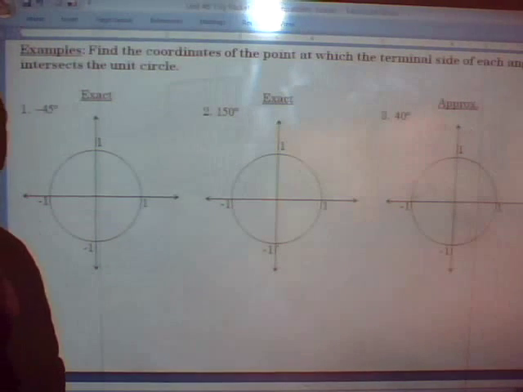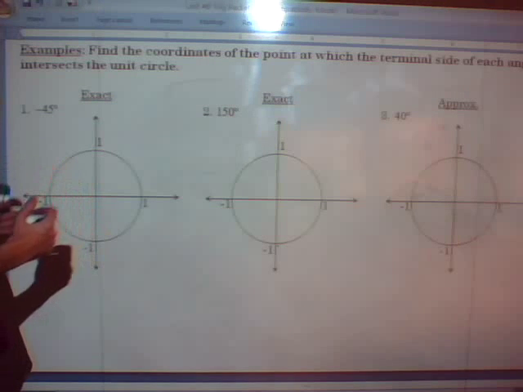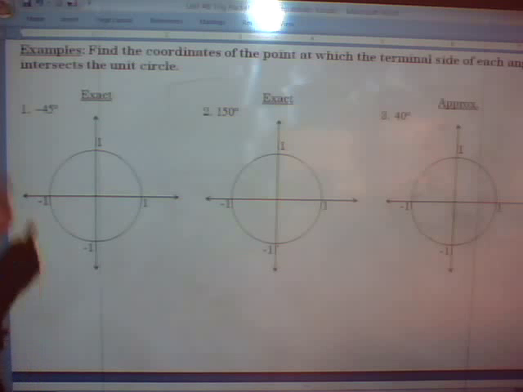All right, so now what we're going to do is take an angle, sketch that angle on our unit circle, and find the coordinates of the terminal side. So let's start with a negative 45-degree angle.